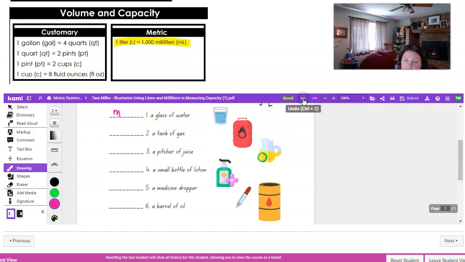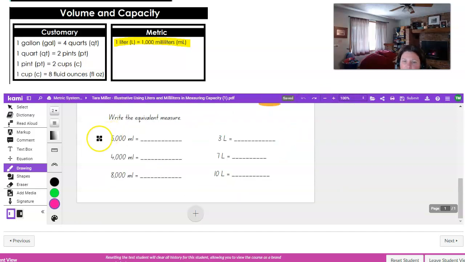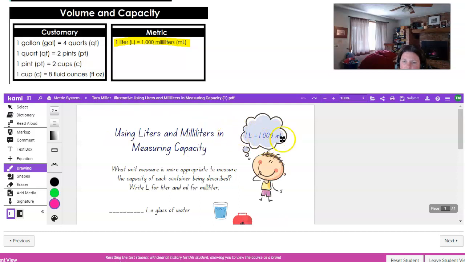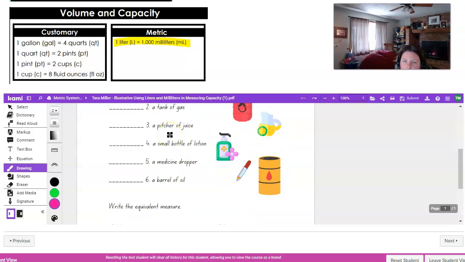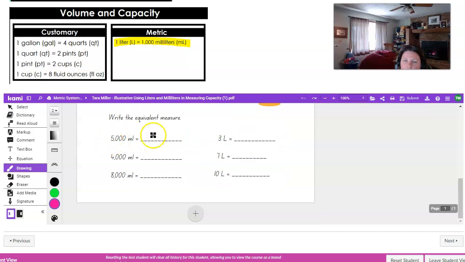I'm going to undo these so they won't actually be on your page. Down here, write the equivalent measure. 5,000 milliliters equals how many liters? Well, if 1,000 milliliters equals 1 liter, what is 5,000 milliliters equal to? 5 liters. Here, 3 liters times 1,000, that will give us 3,000 milliliters.